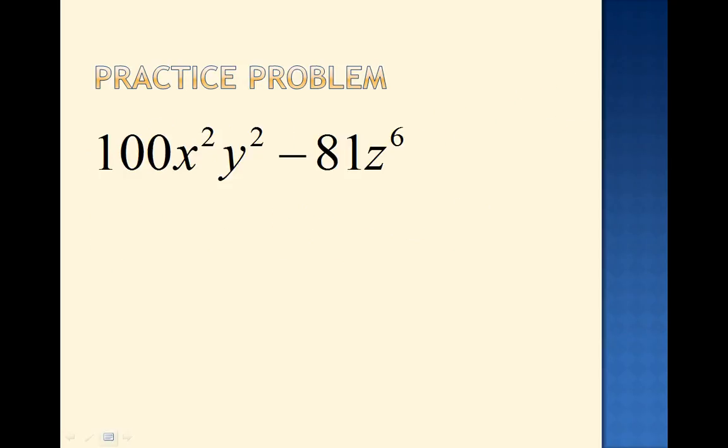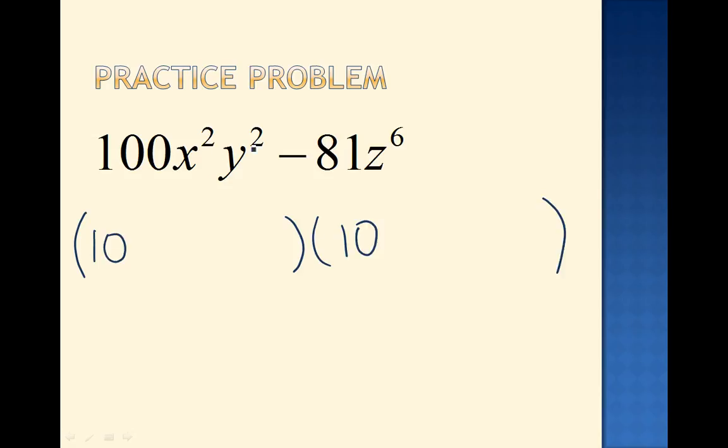Okay, here's another one. Well, this is starting to look a little complicated, but still two terms. They are both perfect squares. I'll show you how it works. And there's a minus sign. So the square root of 100 is 10.